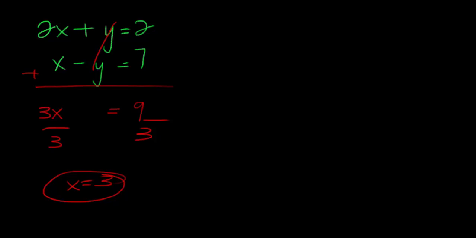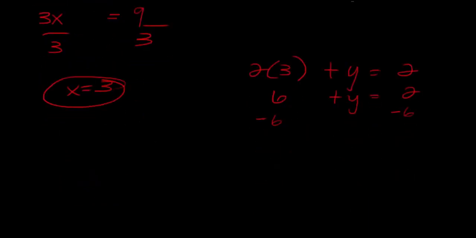And once I've solved for x, I can plug it into one of the originals. So like 2 times 3 plus y equals 2. And now I can solve for y. So 6 plus y equals 2. And I subtract 6 from both sides to get that y equals negative 4. And our very final answer would have to be in an ordered pair, and it would be 3, negative 4.